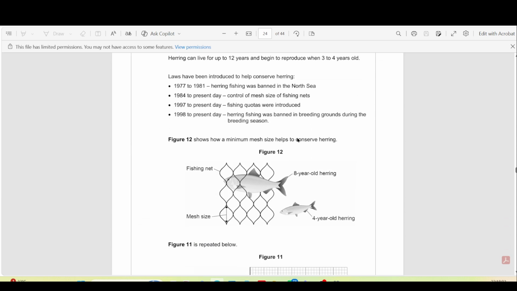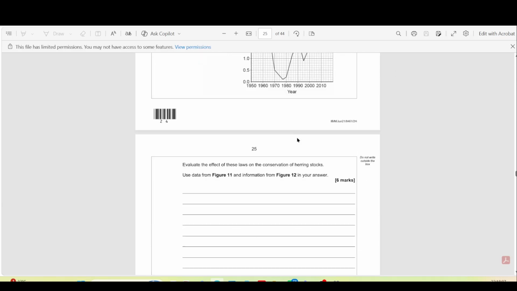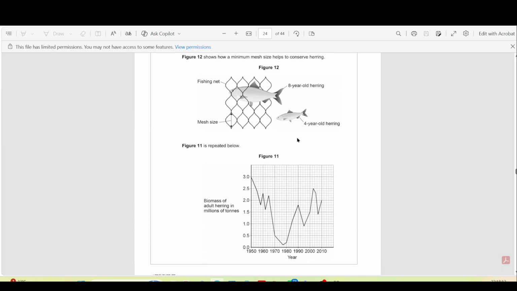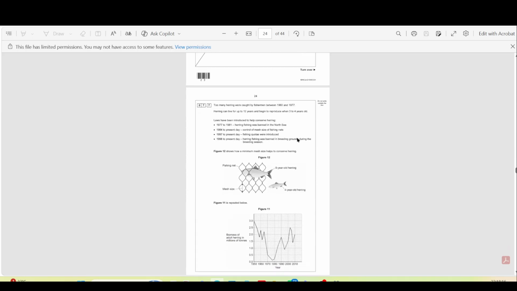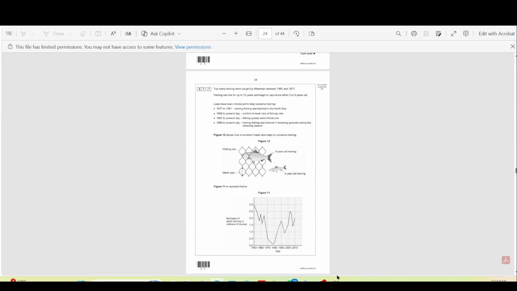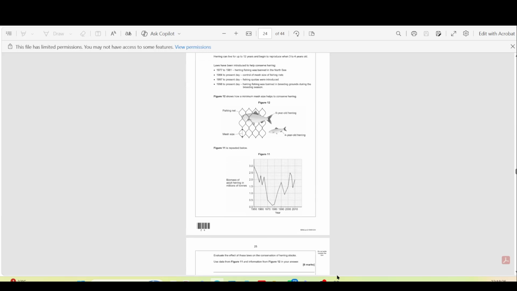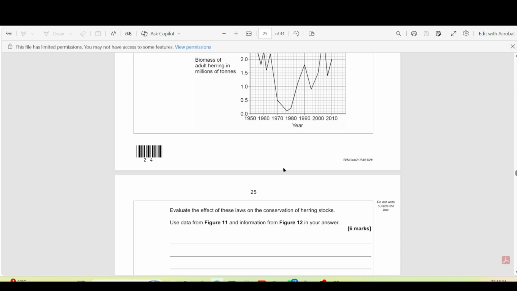And then: too many herring were caught by fishermen between 1960 and 1977. Herring can live up to 12 years and begin to reproduce when 3 to 4 years old. Laws have been introduced to help conserve herring. Evaluate the effect of these laws on the conservation of herring stocks.